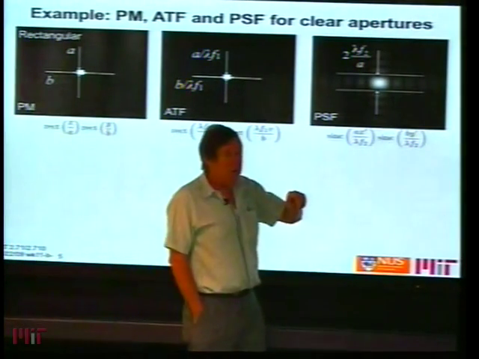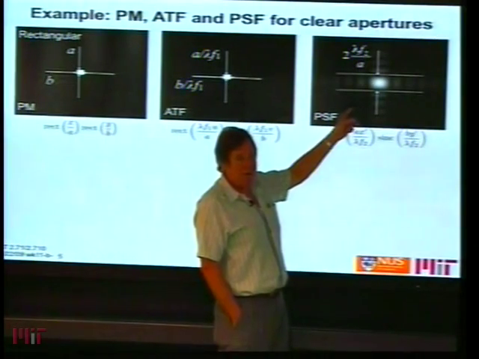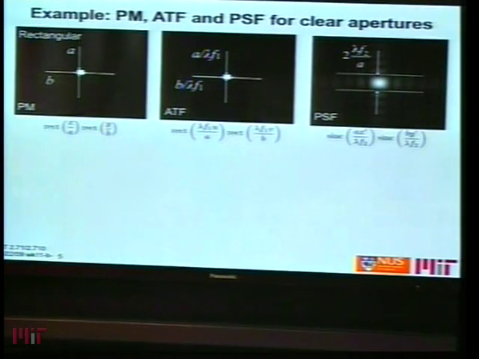Now, I was going to ask one question. This is presumably the intensity of the point spread function that you're plotting here, I suppose. So it is the square, yes, the square of the amplitude point spread function. Right, so that's our first example, a very important example.